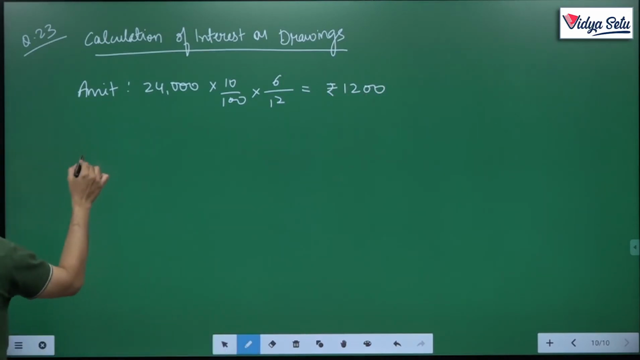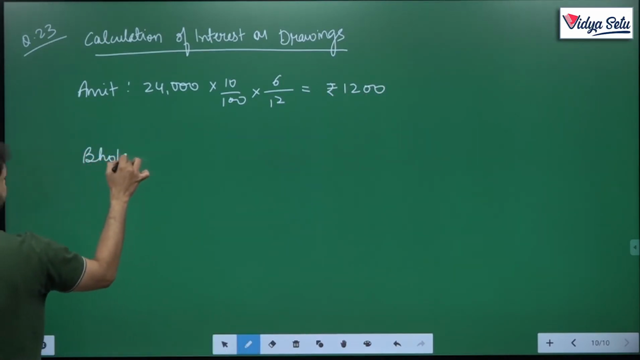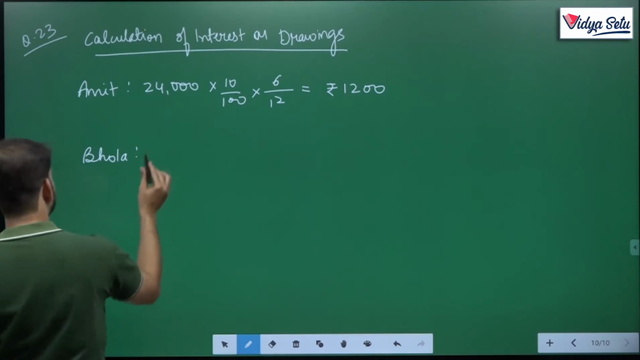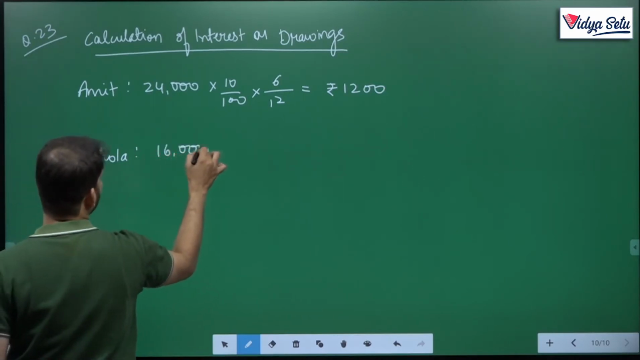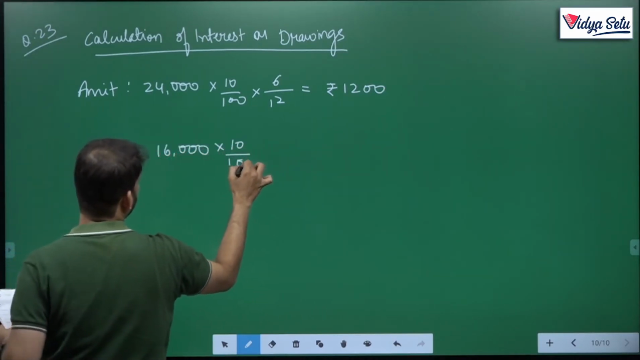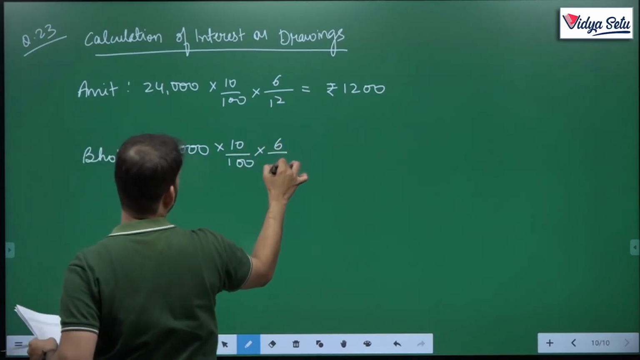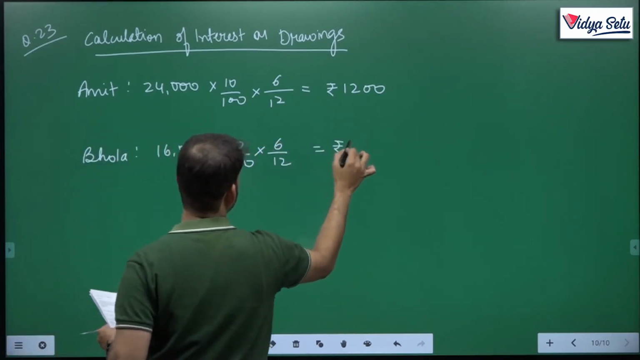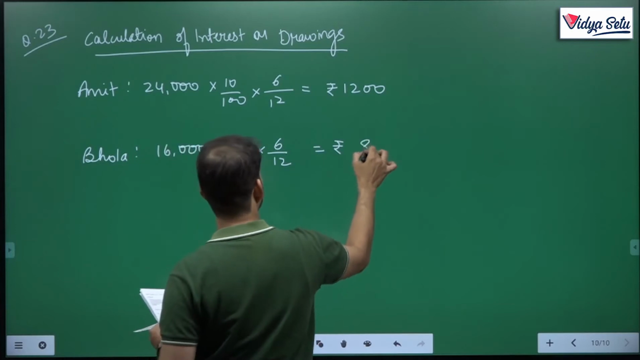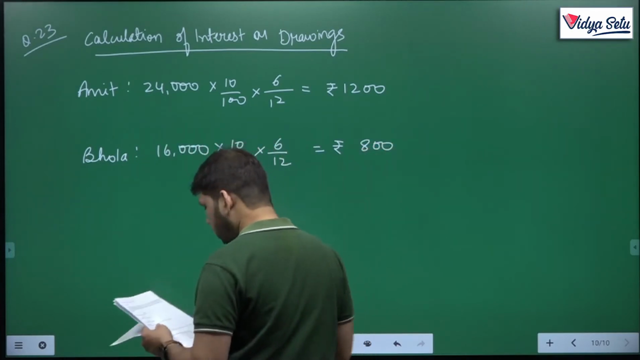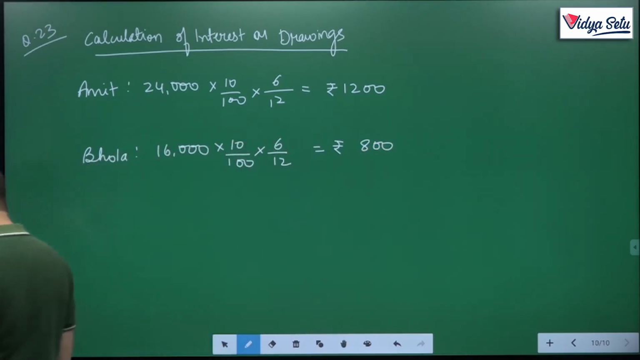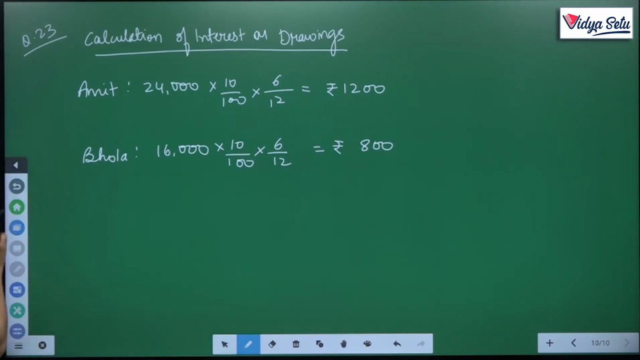And in case of Bhola, he withdrew 16,000, the rate is the same and he withdrew evenly. So, how much do we get? We get rupees 800. Now, this question is also very easily done. Let us look at the next question.